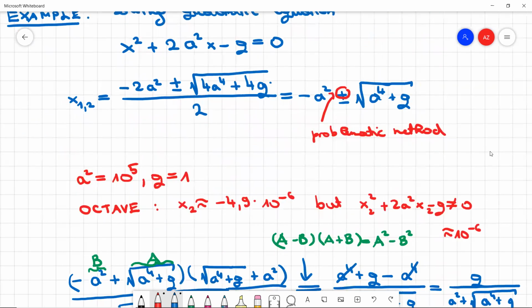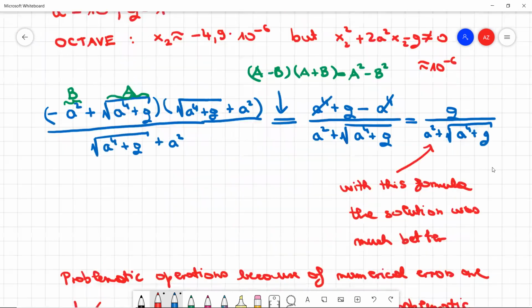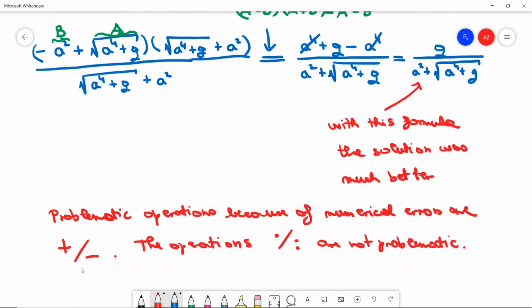Just keep in mind that problematic operations are addition or subtraction. When we add, the problem is when we add two numbers which are one a and the other minus a. And when we subtract, the problem is when we subtract two numbers which are almost the same.